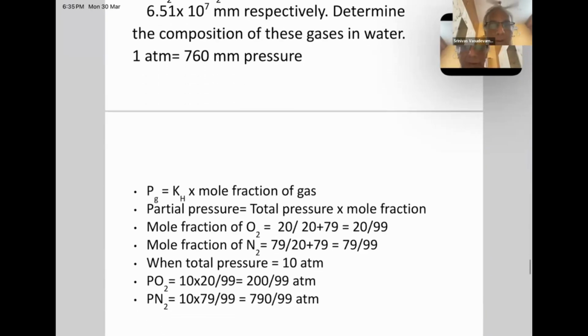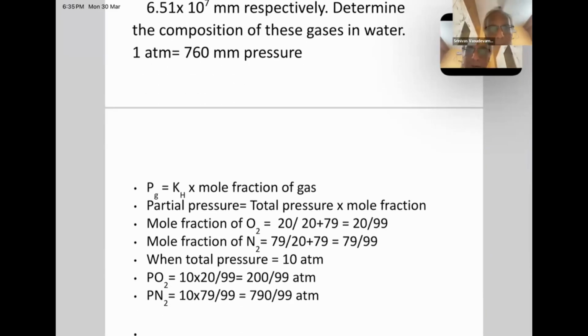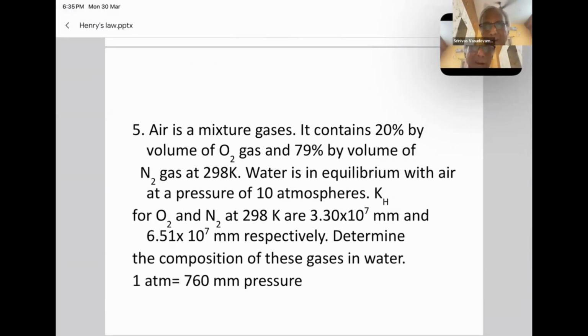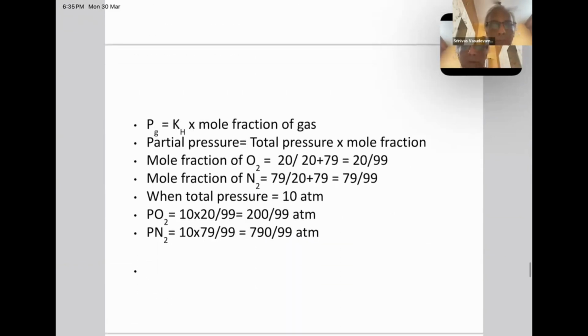First, I am going for Dalton's law of partial pressure. Partial pressure is equal to total pressure into mole fraction. So I have to find out the mole fraction of O2 and the mole fraction of N2. It is given 20% by volume of O2, 79% by volume of N2. So I can take the number of moles of O2 as 20 divided by total 20 plus 79. 20 by 99 is the mole fraction of oxygen. Mole fraction of N2 is 79 divided by 20 plus 79. 79 by 99 is the mole fraction of N2.